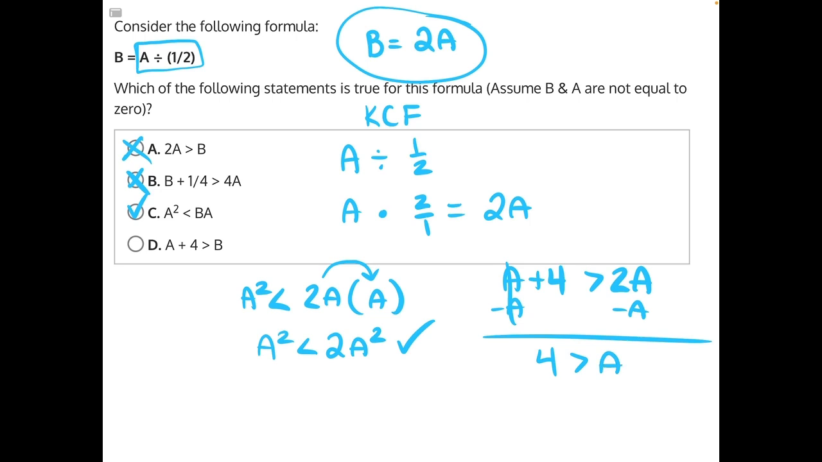And again, just like with answer choice B, it's possible that 4 could be greater than a, but in this problem, we do not know for sure what the value of a is. We're just looking for true statements, and this cannot be proven. Therefore, it's considered untrue, and answer choice D is incorrect, making C our correct answer.